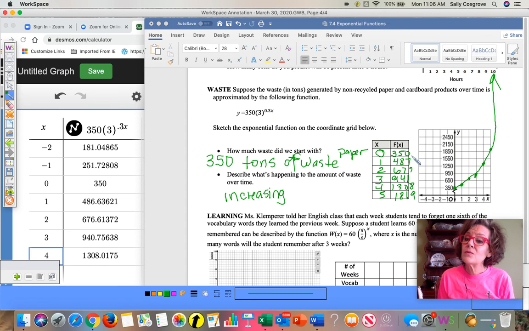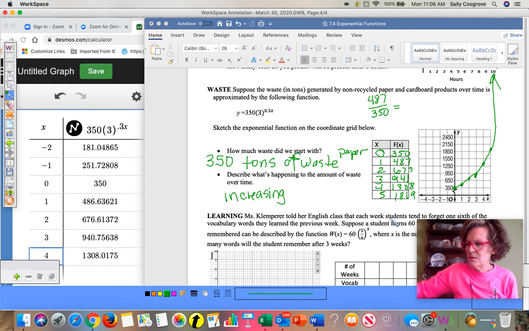So here's how we can find out what's happening. It's a constant ratio is how it's growing. So what do I multiply 350 by to get 487? What do I multiply 487 by to get 677? So we're going to take the second one, 487, divided by the first, 350. And let's see what we get. 487 divided by 350, and I get 1.39.